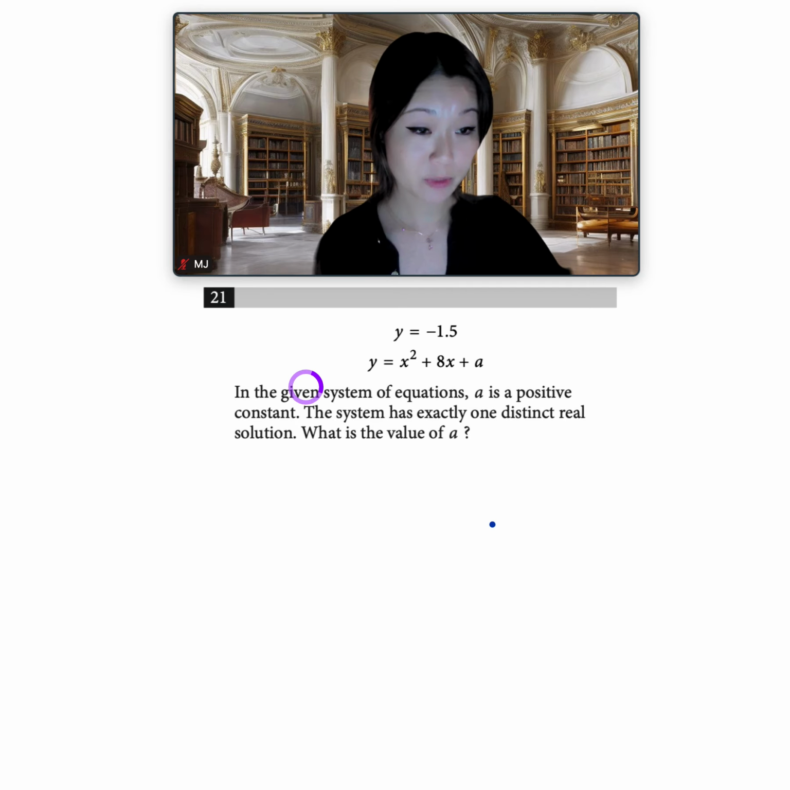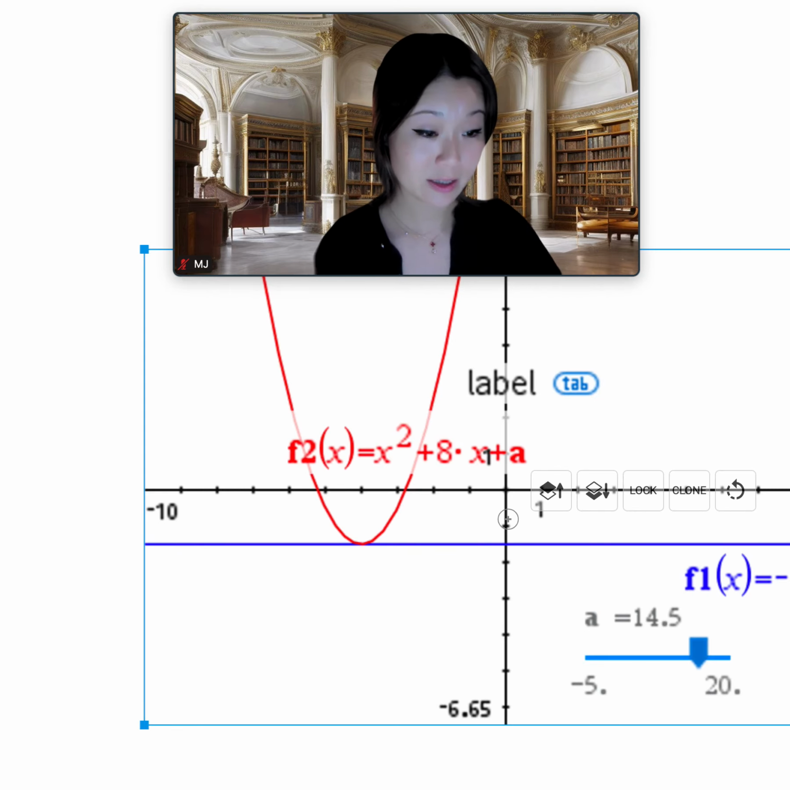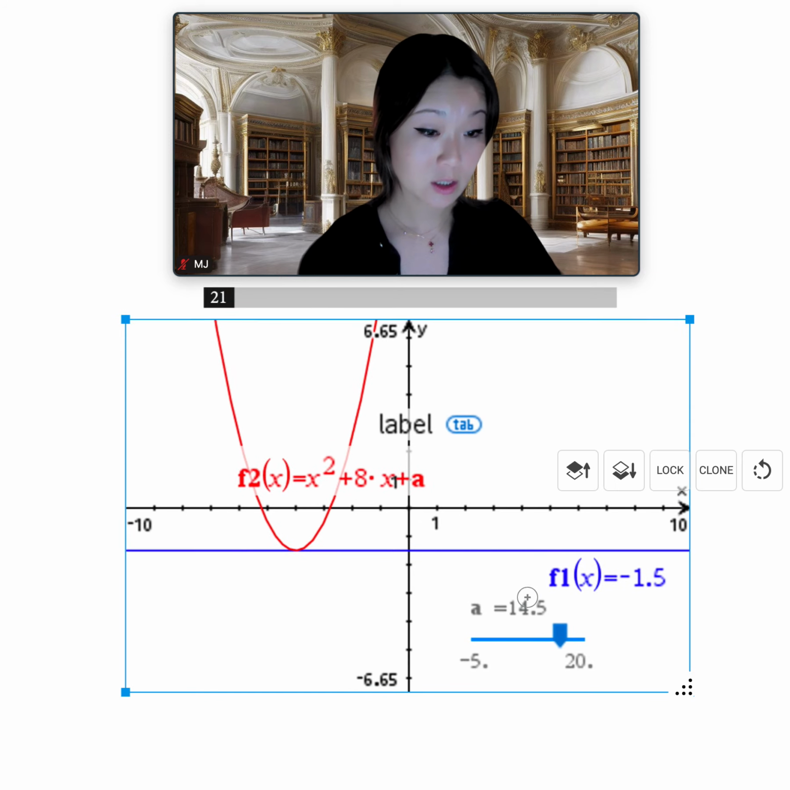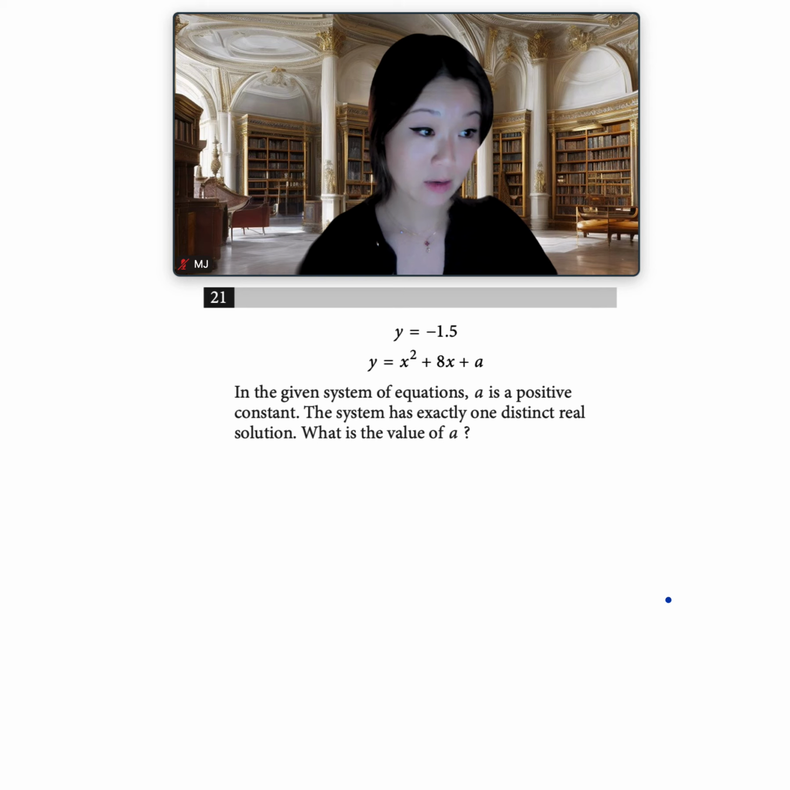Alternatively, and I usually use the TI Inspire calculator for most of my students, you can actually do the exact same thing on this calculator as well. It's the same deal. You just drag it around until you see that it hits only once, and that's going to be at 14.5 as well.